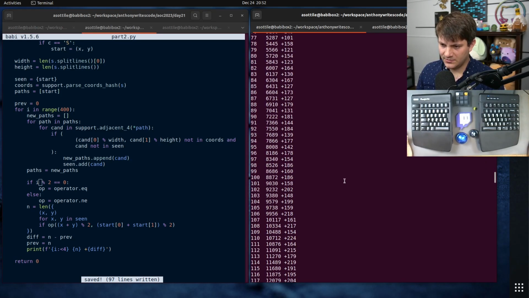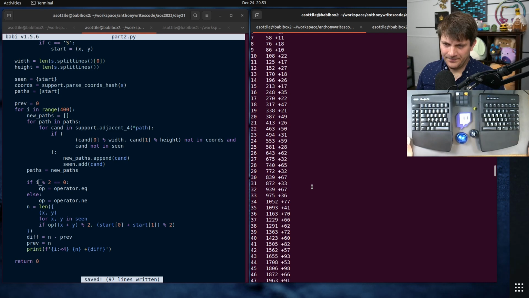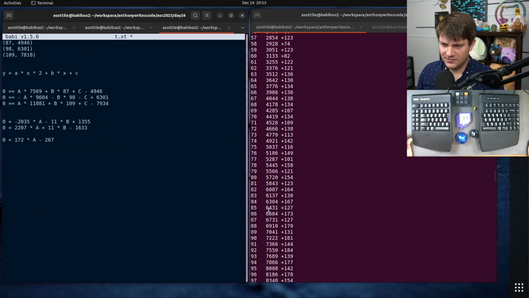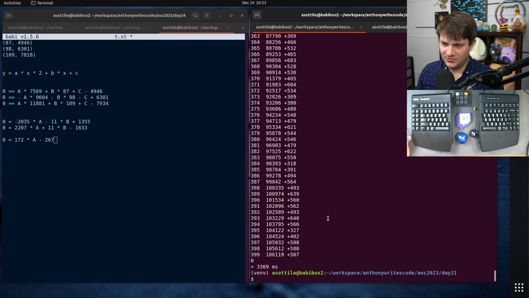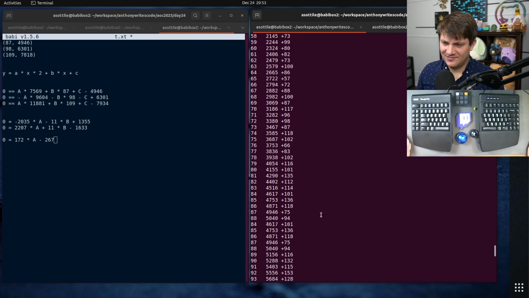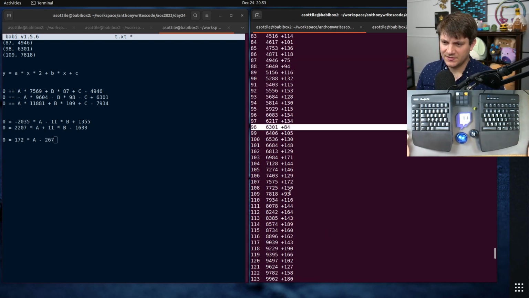Where is our little pattern? Why do these numbers look different? What were some of the numbers we had before? 87. Did I not pass input small into this? Have I broken the code? Oh yeah, here we go. I must have scrolled up too far. Yeah, okay, so this still looks good.